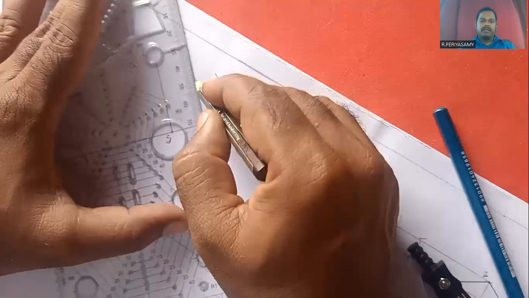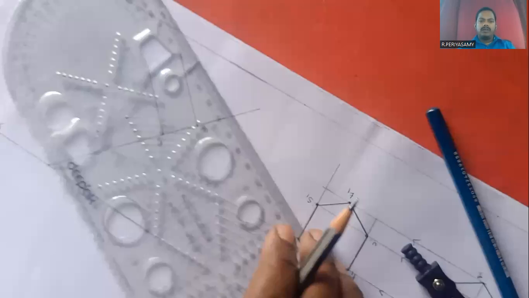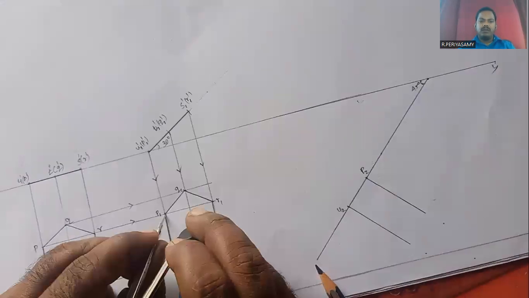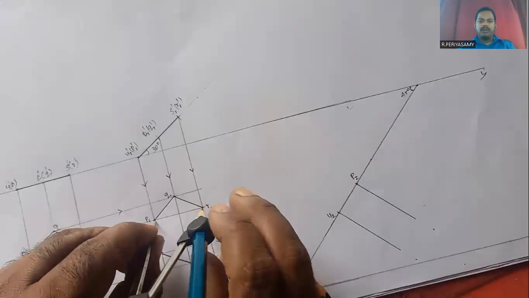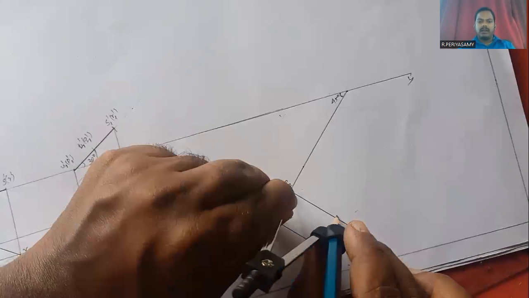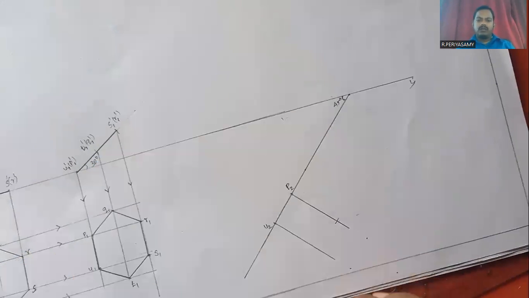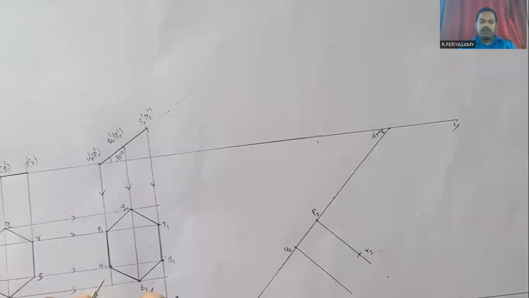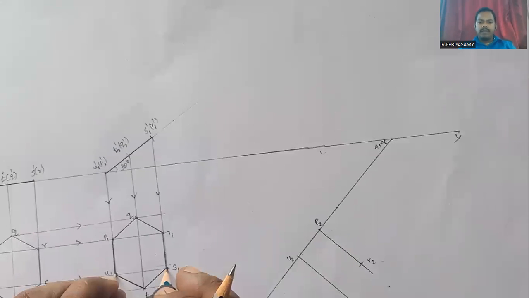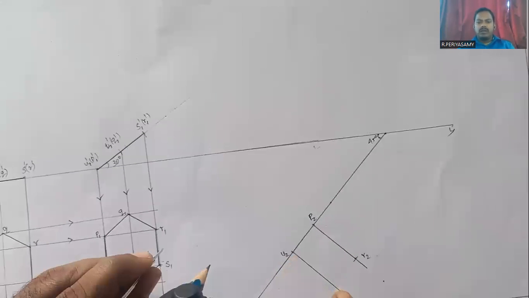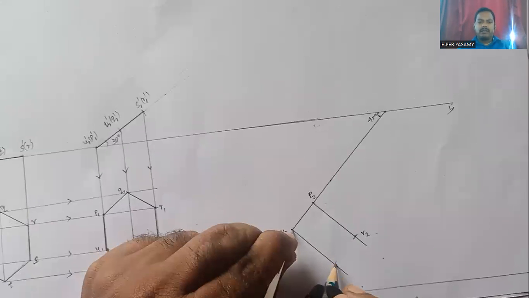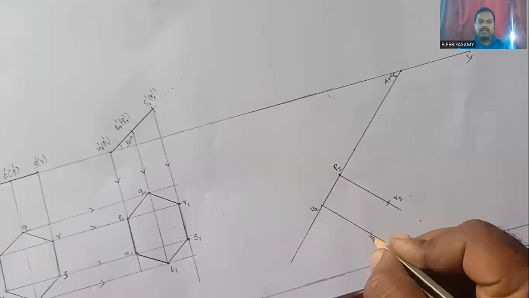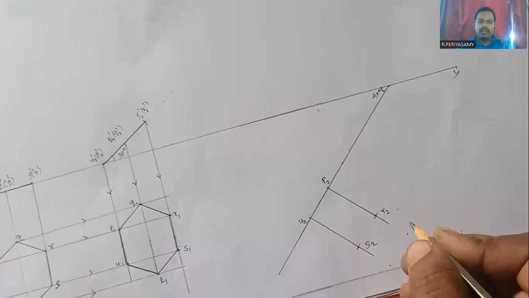Next, I measure P1 to R1 by using the compass, keep the compass at P2 and make an arc. This is the R2 point. Next, I have to measure U1 to S1. I keep the compass at U2 and make an arc to find S2. Okay, these are the S2 points.